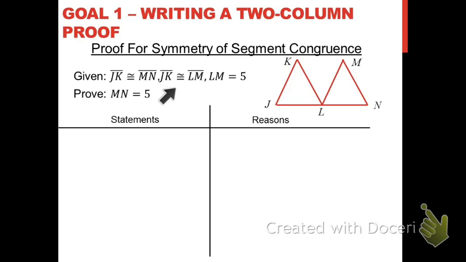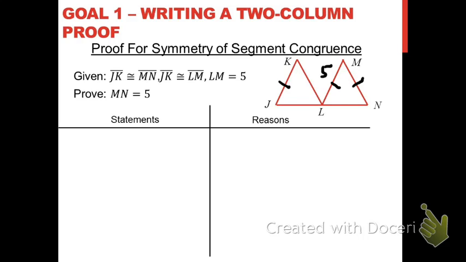But let's do it with this information instead. And we're going to start by marking this information down in the diagram. Alright, so again, I was explaining a strategy here for the proof. We know that segment JK is congruent to segment MN, and now we also know that segment JK is congruent to segment LM, and then we know that LM is equal to 5. And so we're going to prove then that MN right here also has to be equal to 5.